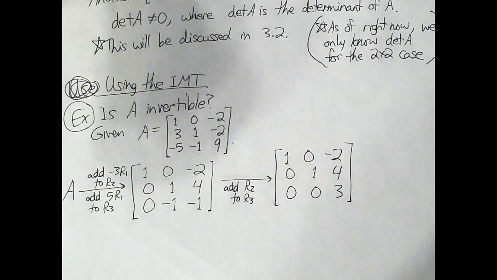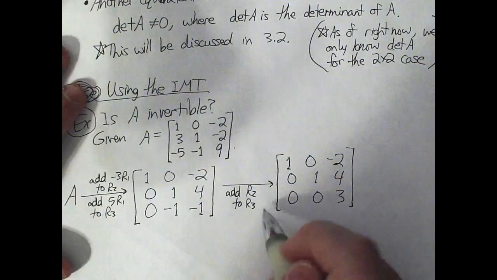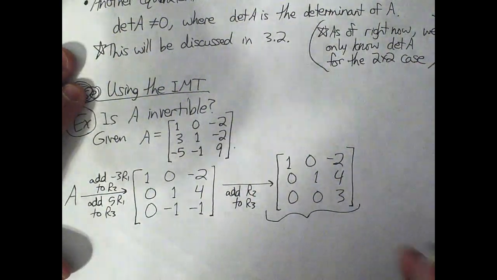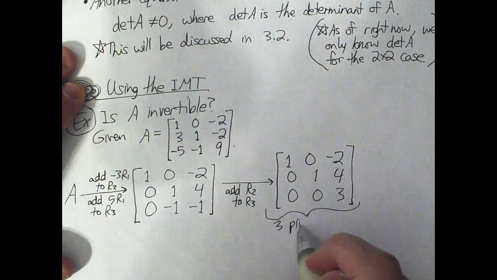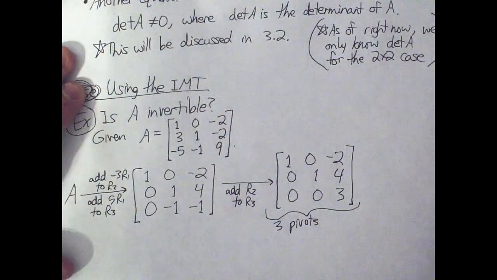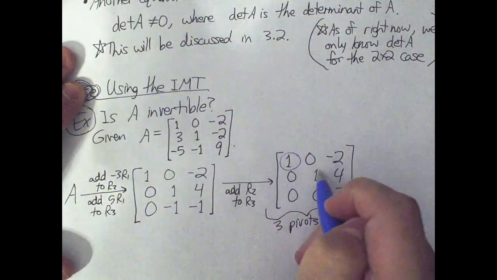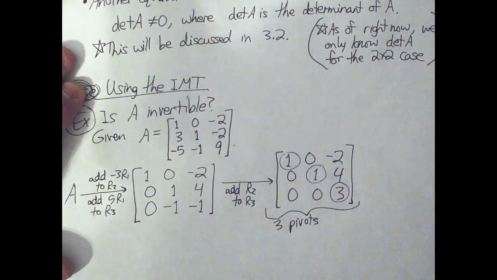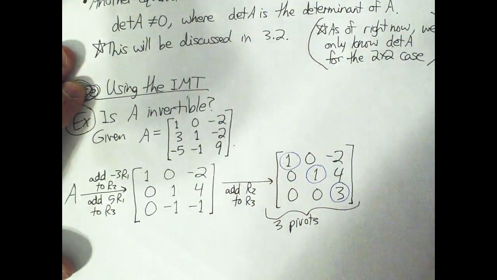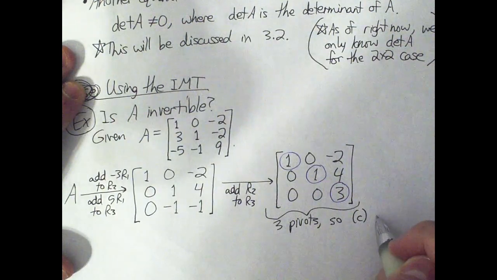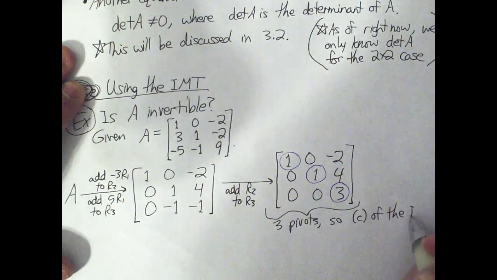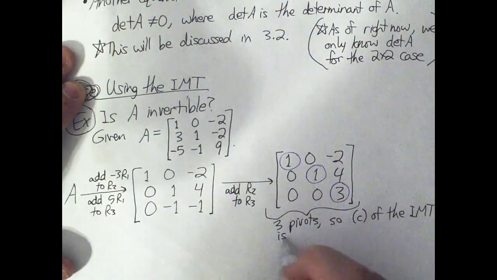All right, here's the idea. How does the IMT help us? We can look at this, and from this, we can tell that there are 3 pivots. The pivots are 1, 1, and 3. This was a 3 by 3 matrix with 3 pivots. So, item C of the IMT is true.